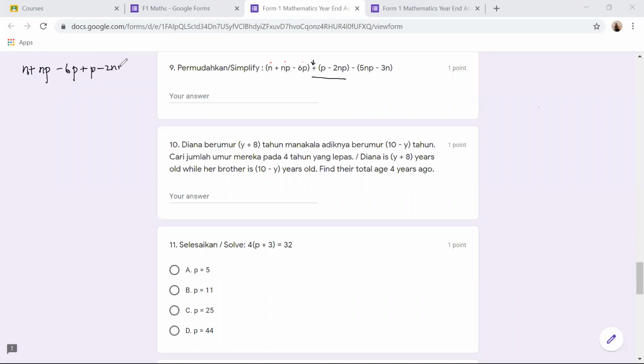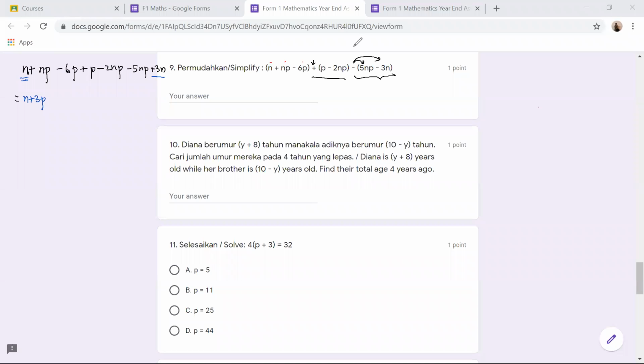Minus 2np. And then the third bracket, you see the negative in front, you multiply the negative in. So you have negative 5np. Negative times negative, you get positive 3n. And then let's group the like terms. How do we identify the like terms? n with n. n and np are 2 different things. So n with n. So carry along the sign in front. So we write n plus 3n.